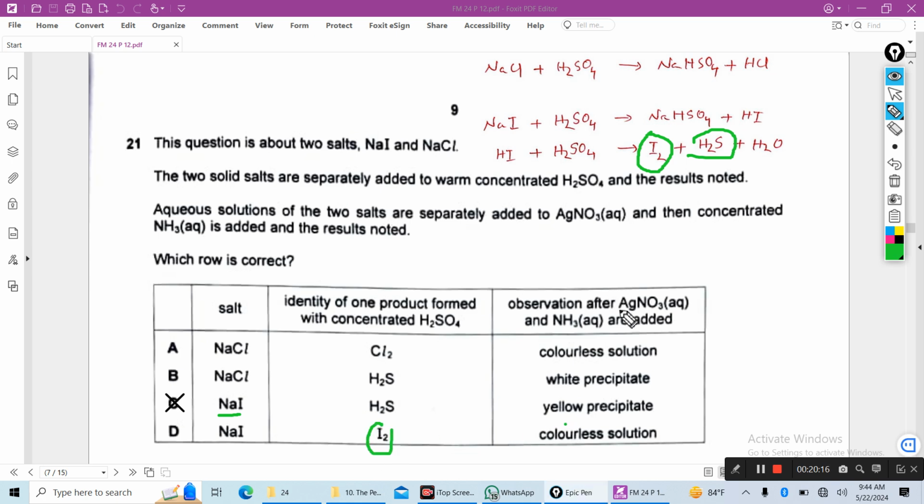Why? If you add silver nitrate, the solution is not colorless, as there is sodium iodide. So the iodide ion reacts with silver nitrate to form silver iodide, a yellow precipitate, which does not dissolve in concentrated ammonia solution. So the observation will be a yellow precipitate, not a colorless solution. So C is the right answer.